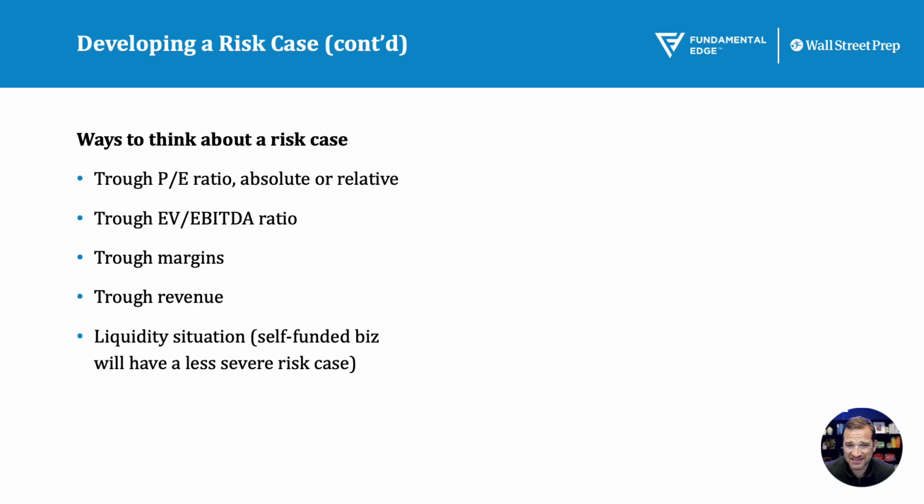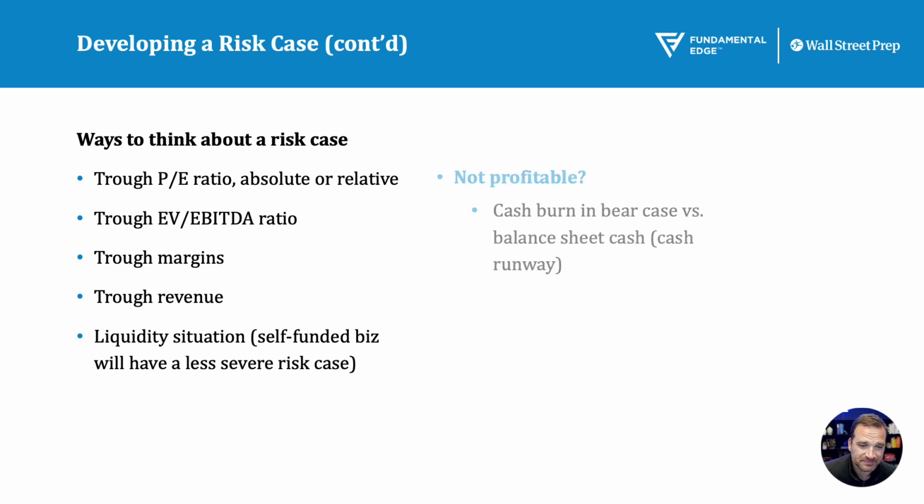And so a business that is self-funded, that's generating cash flow, will have a less severe risk case than a company that has capital markets dependency. If a company is not profitable, you're trying to analyze what the cash burn in the bear case is versus the balance sheet cash currently, so what's the cash runway for the business?